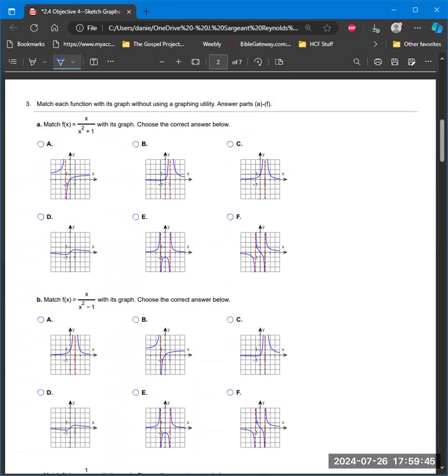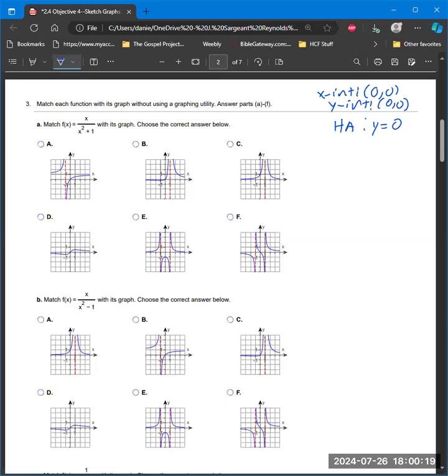Match each function with its graph without using a graphing utility. So x over x squared plus 1. It's going to have a horizontal asymptote at y equals 0 because degree of the denominator is bigger than degree of the numerator. We have an x-intercept at (0, 0). And we have a y-intercept also at (0, 0).